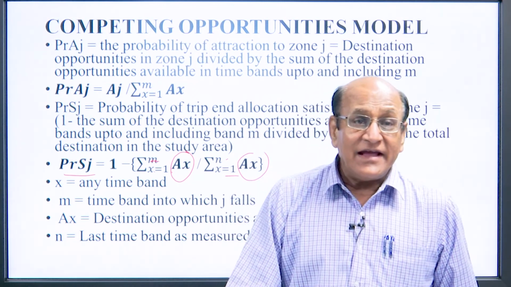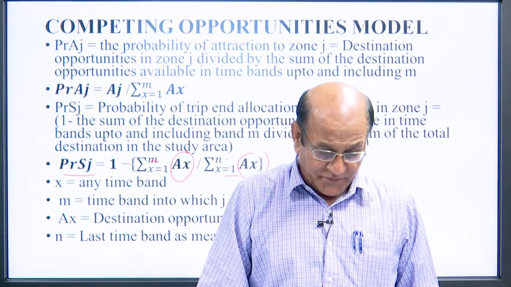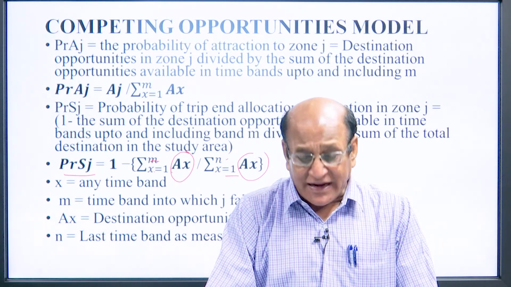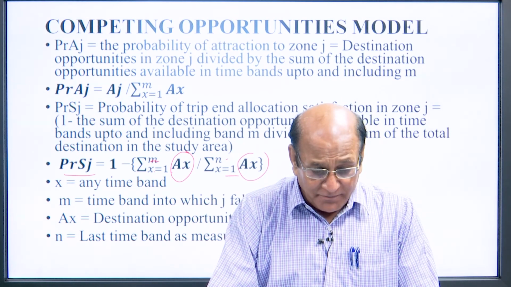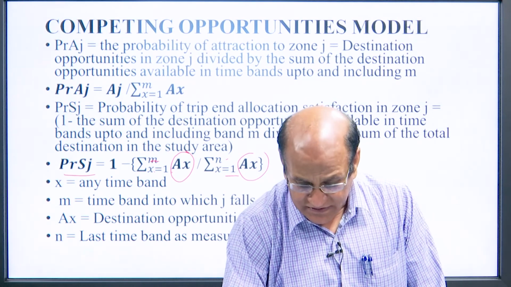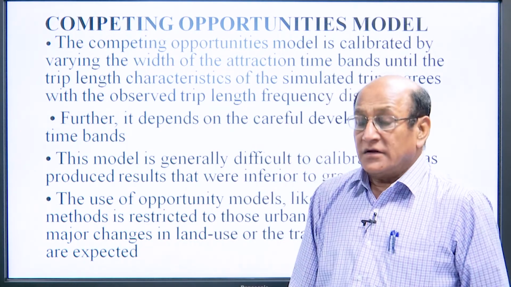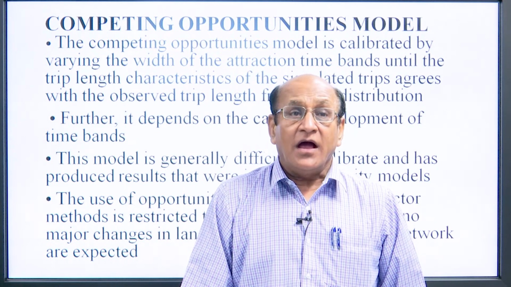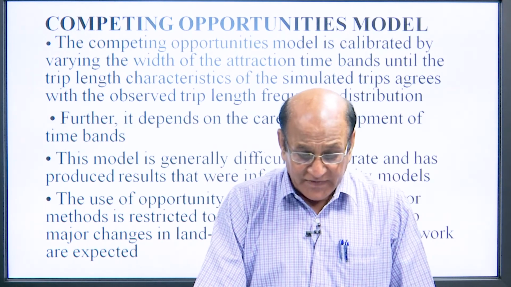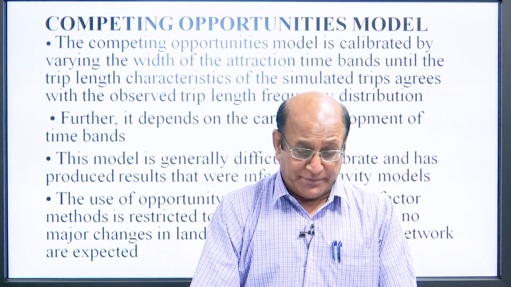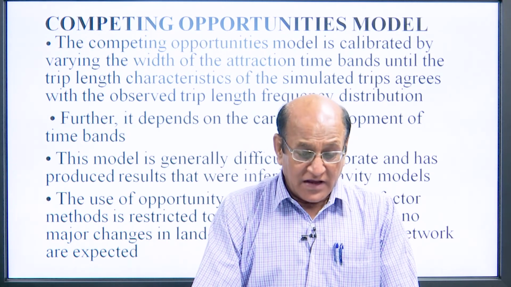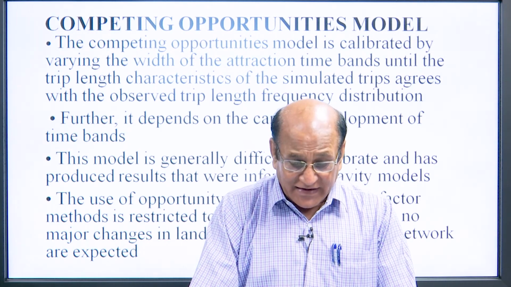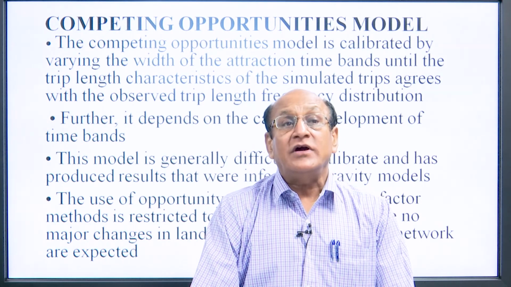Here x is any time band, M is the time band into which j falls, A_x is the destination opportunity available in time band x, and N is the last time band as measured from the origin zone i. The competing opportunity model is calibrated by varying the width of the attraction time band until the trip length characteristic of the simulated trips agrees with the observed trip length frequency distribution. Further, it depends on the careful development of time bands. The model is generally difficult to calibrate and has produced results that were inferior to the gravity model.